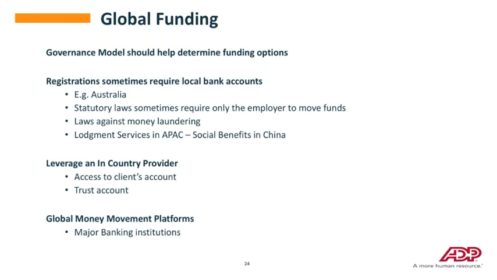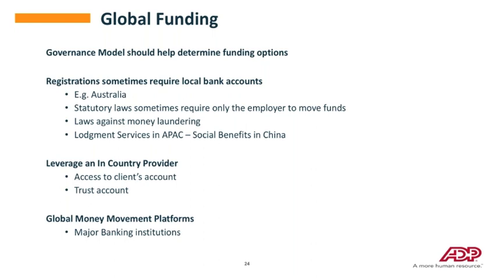In Asia Pac, what we refer to as lodgement services. An example of that is social benefits in China. In some cases, you have to physically go into an office, a social benefits office in the city you're operational in, and make the deposit for the social benefits and get a stamped approval that the deposit was accepted by the social benefits officer in that city. So how do you manage that with only one employee in that country?